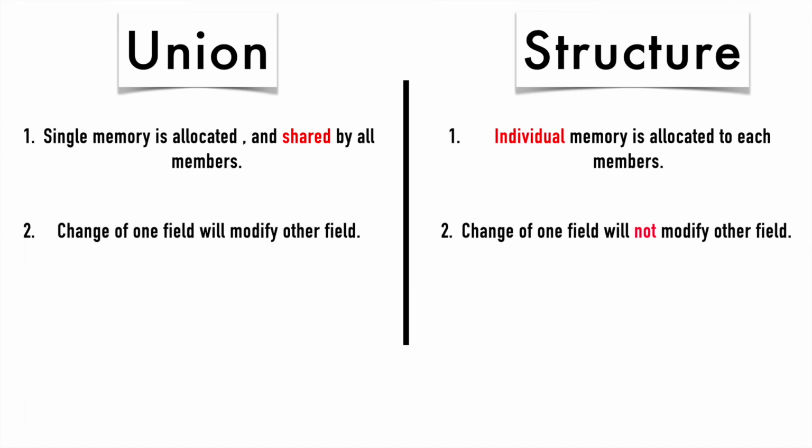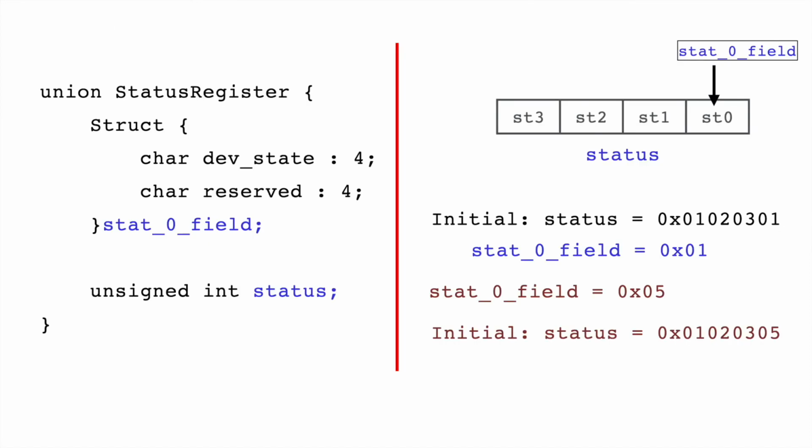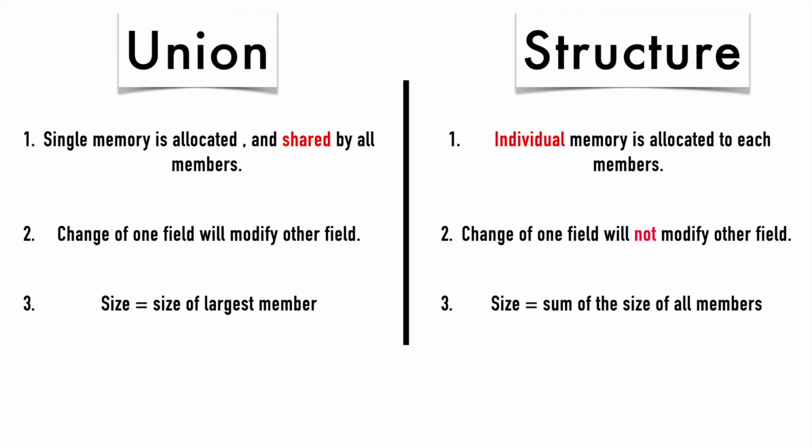But, change of one field in a structure will not modify the other field's value. Here in the previous example, changing the stat field in the structure will not impact the reserved field. Here, the size of this structure would be 4 bits plus 4 bits equals 1 byte. And, the size of a union would be the size of its largest member. Here the largest member is status of 4 bytes, so the size of this union is 4 bytes. So, the third difference is, the size of a union is the size of its largest member, and the size of a structure is the sum of the sizes of all members.